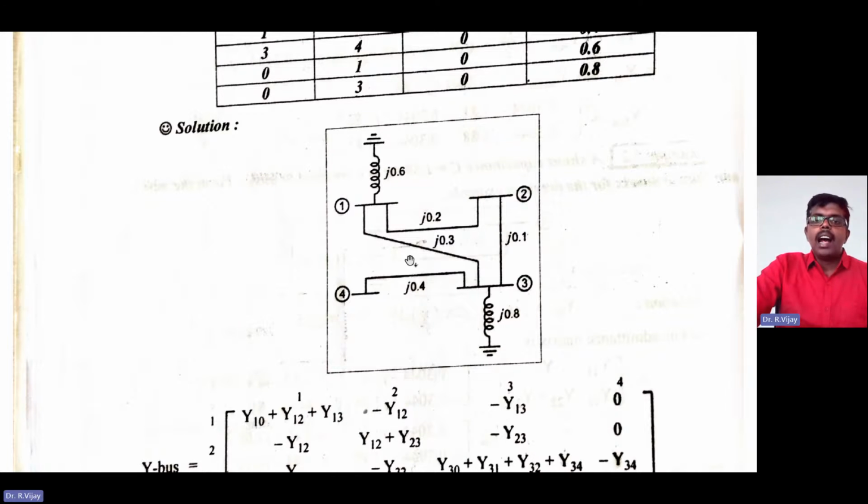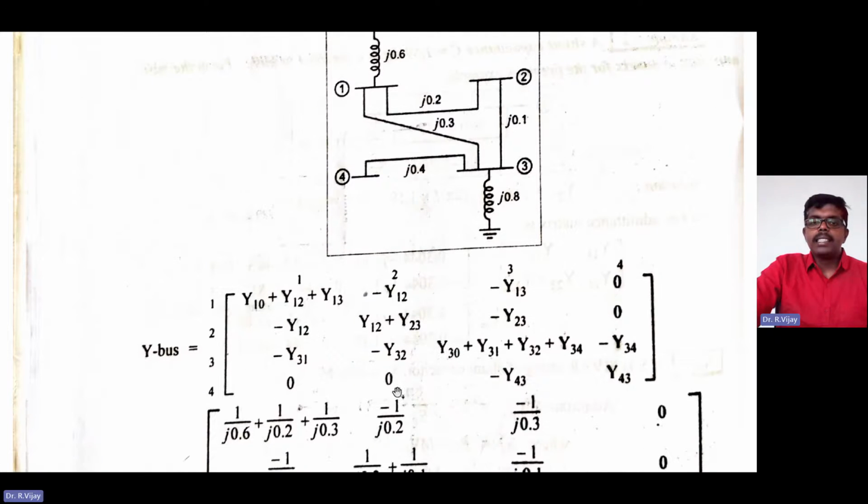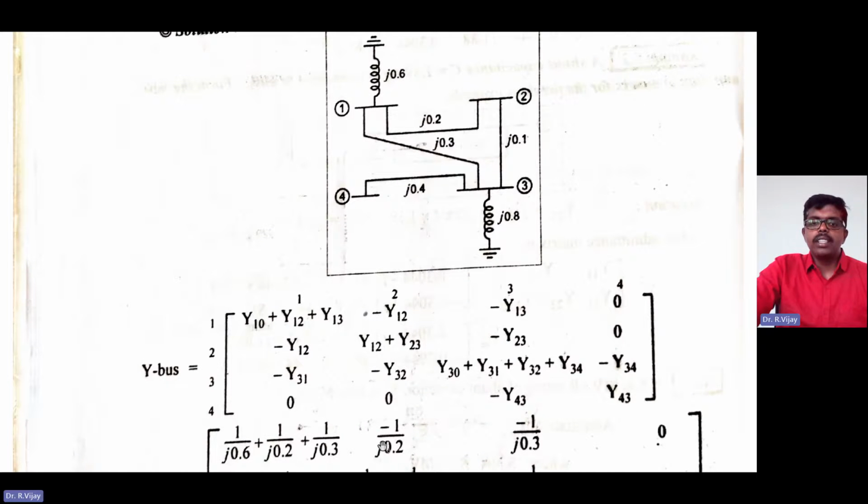For the off-diagonal elements, minus of 1 divided by that, so 1 to 2 means minus j into 0.2. Like that you can go directly to save time. Otherwise, if it is asked in a 5-mark question, you need to formulate like this. Based on the time, if a 10-mark question is asked on the Gauss-Seidel method, Newton-Raphson method or fast-decoupled method, then you should not do all this formulation because it will be time consuming.